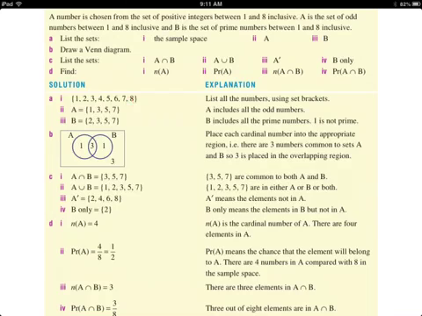Now, for the set A, we're talking about the set of odd numbers between 1 and 8. So the odd numbers, we've got 1, 3, 5 and 7. They're the odd numbers. Now B is the set of prime numbers between 1 and 8 inclusive, and since 1 is not a prime, we have 2, 3, 5 and 7. So all the prime numbers, where 1 is not a prime.